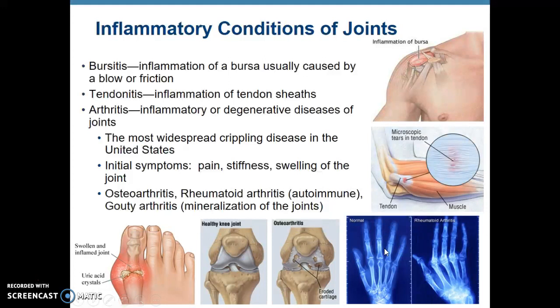Rheumatoid arthritis is an autoimmune breakdown of the joint. So your body actually attacks itself, and that can be quite painful. And then gouty arthritis is another kind. This would be more of the buildup of minerals that occurs in the joint. A lot of times you see that this happens in the foot. It can be quite painful as well.